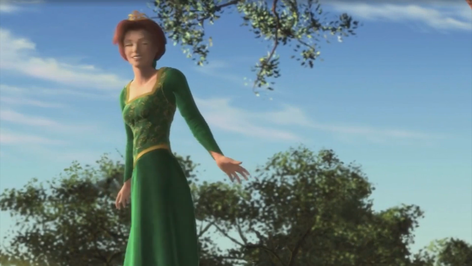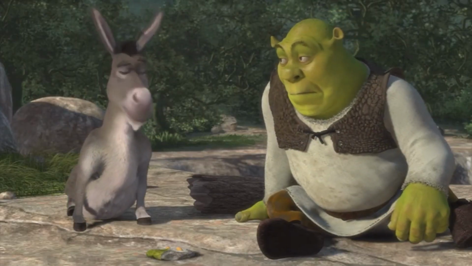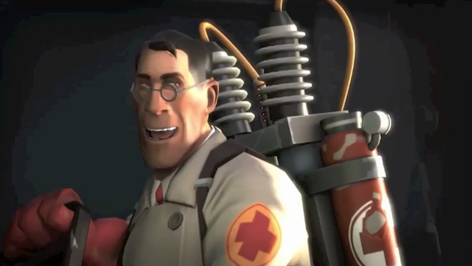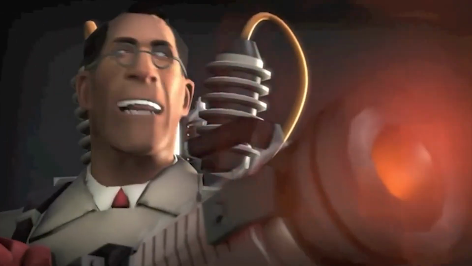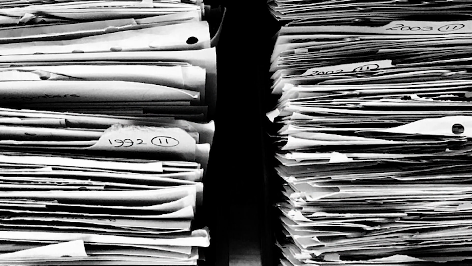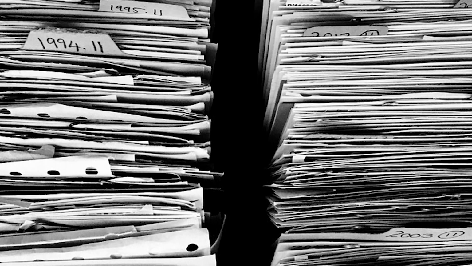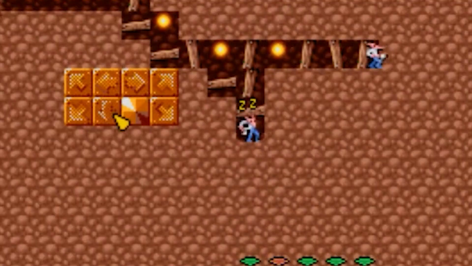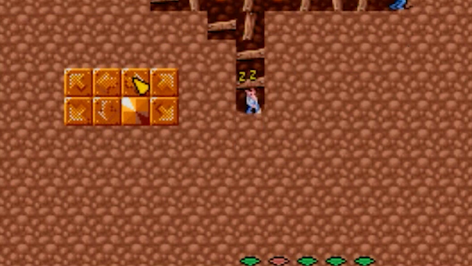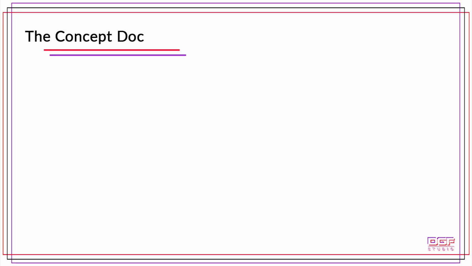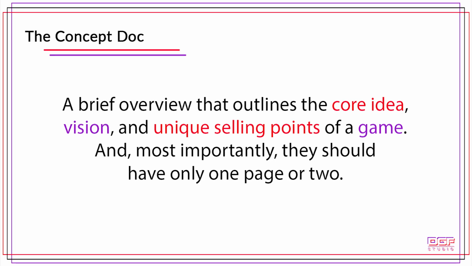So let me ask, what do you think is a concept document? When I first began documenting concepts, I have to admit I was oblivious to the structure I had to follow. My docs would go for pages and pages, and of course they weren't fulfilling their purpose. And when I wanted to consult my own concepts, I had to dig into these long documents to find what I was looking for. Concept documents, instead, are a brief overview that outlines the core idea, vision, and unique selling points of a game, and most importantly, they should have only one page or two, but preferably one.